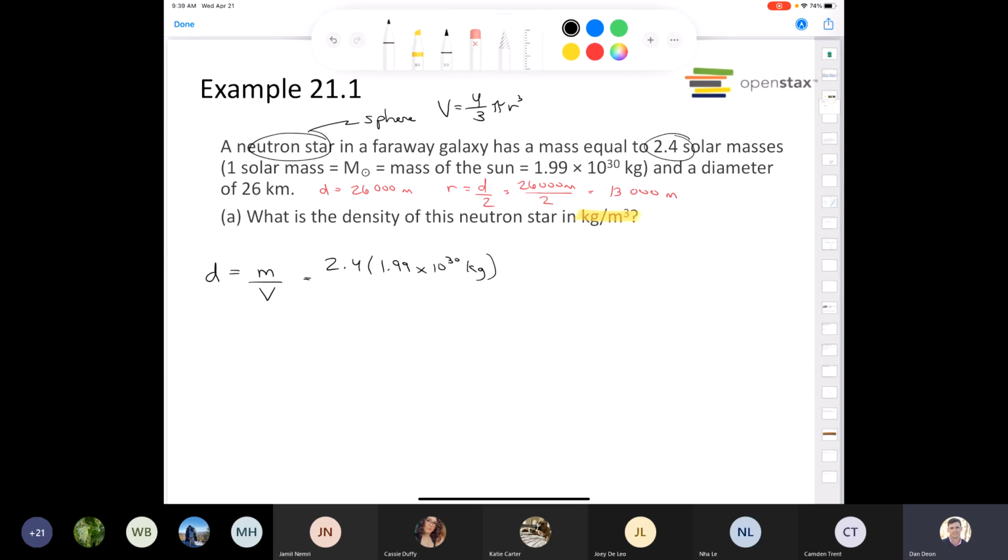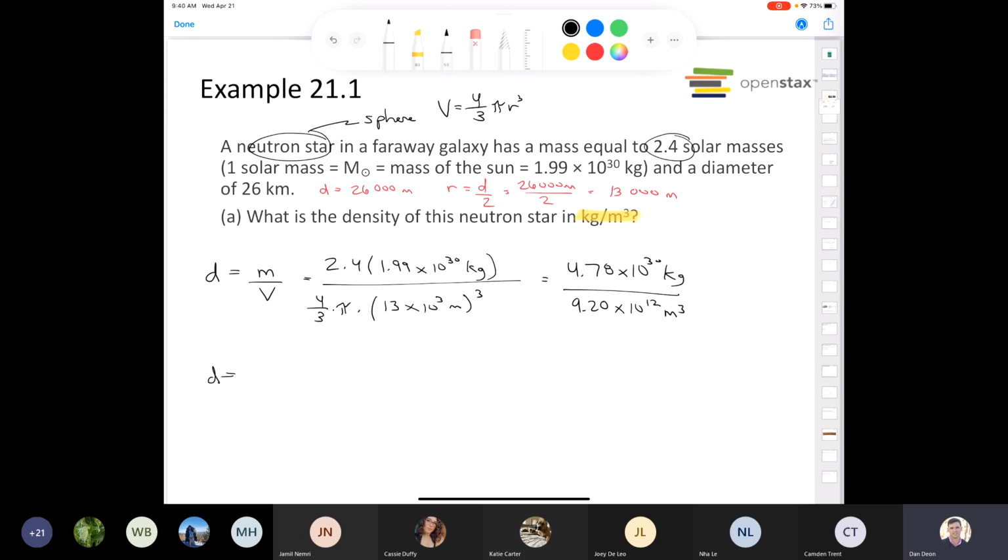That's the mass of our neutron star, divided by the volume, which is 4/3 times pi times r cubed, which is 13,000, I'll just say 13 times 10 to the 3 meters, and I cube all of that. Now I've simplified this to 4.78 times 10 to the power of 30 kilograms divided by 9.20 times 10 to the power of 12 meters cubed.